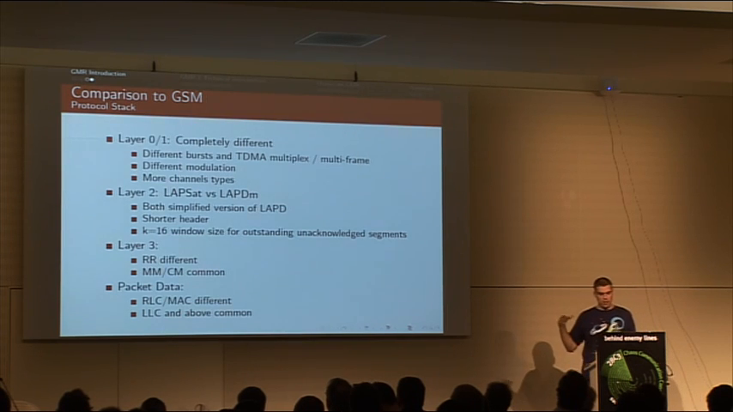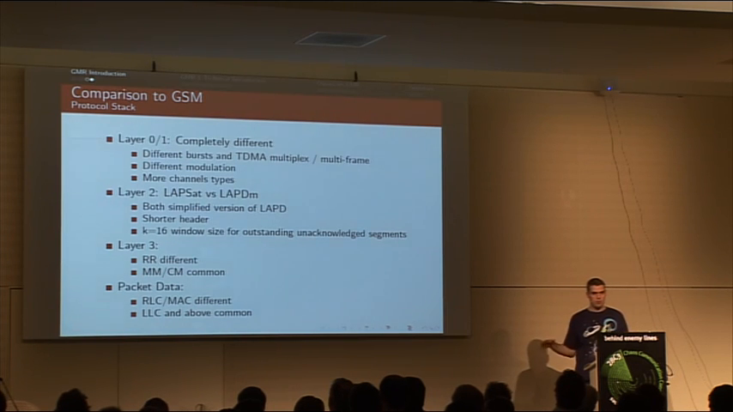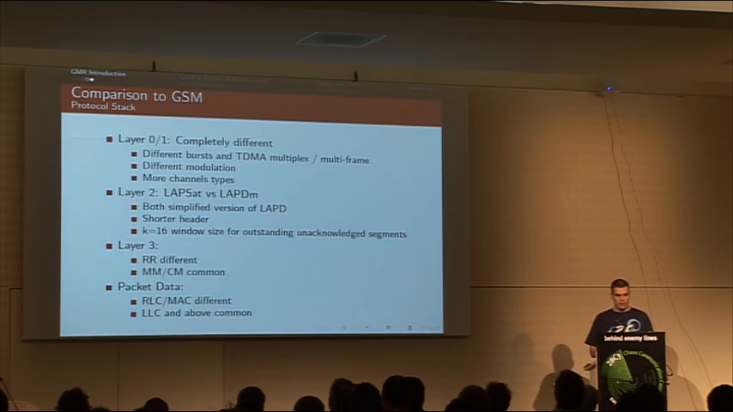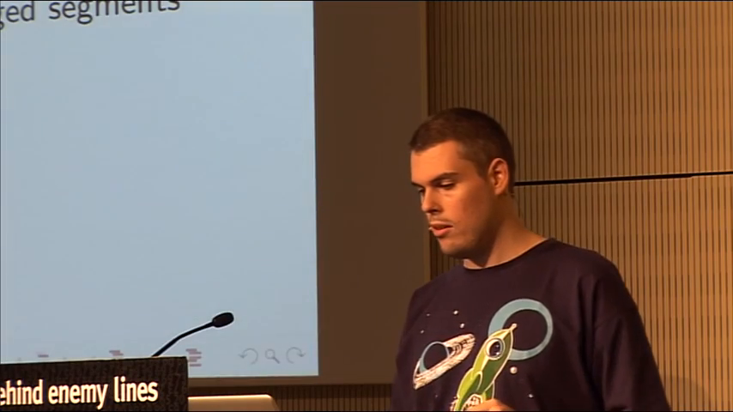On the layer 3 level, I will detail all the layers afterwards, but quickly, the RR, which is radio resource, is again completely different, and we'll see how it is different. Everything above that is exactly the same as GSM, so no difference whatsoever. A small peek into packet data, the situation is similar. The lower levels, which are RLC and MAC, are different, but LLC and above are completely common.